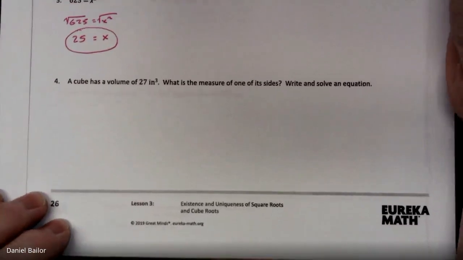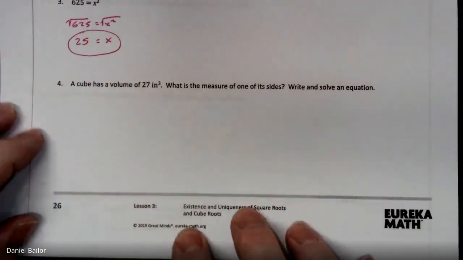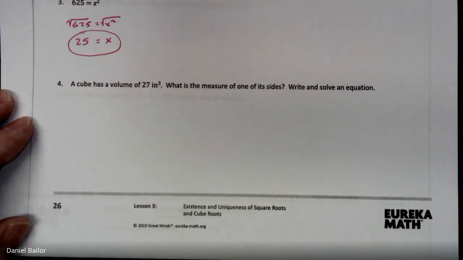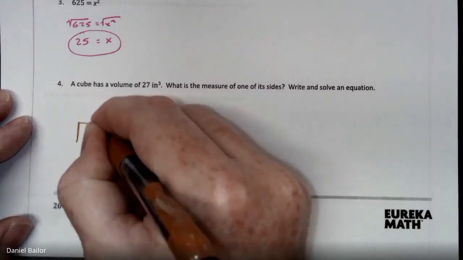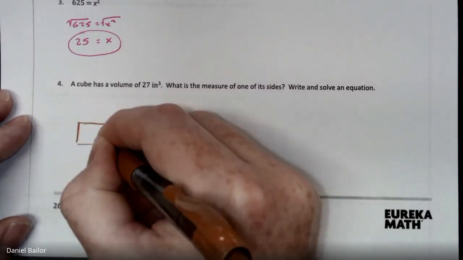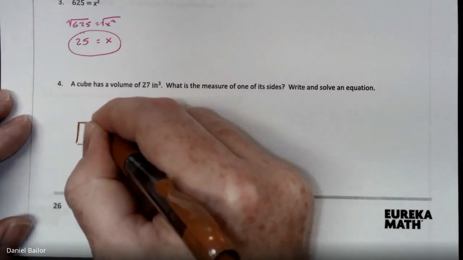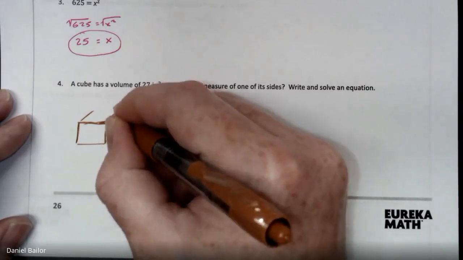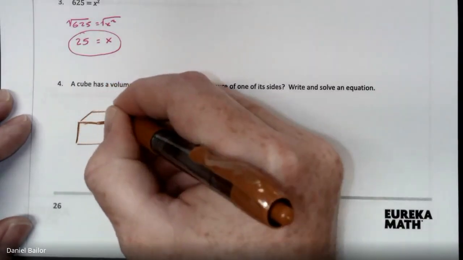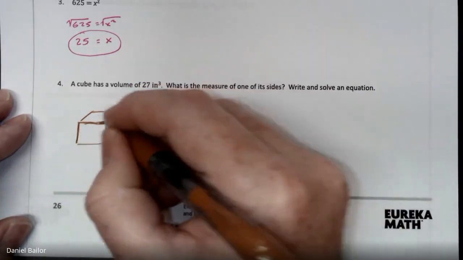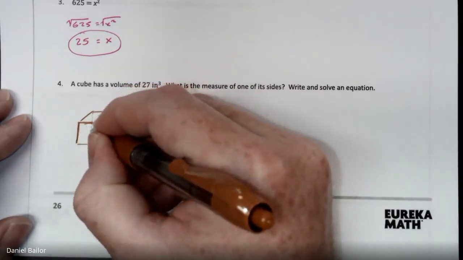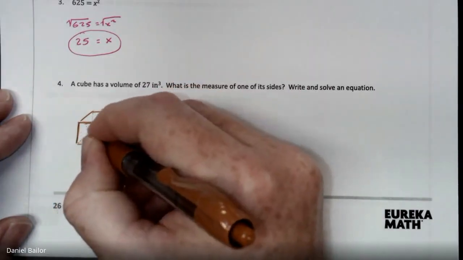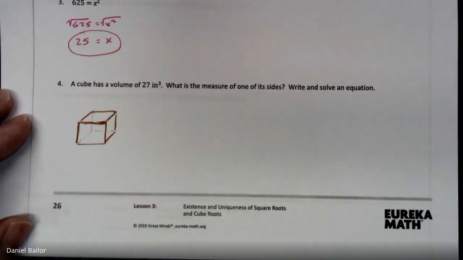Exercise 4, we have a cube with a volume of 27 cubic inches. So let me draw this cube. This is how I draw a cube. I start with a square, and then I give it some depth. So that's my cube. And if you want to see the back of the cube, like if it's a glass cube and you can see all the sides, that's how I make it visible. That's how I draw a 3D shape, a 3-dimensional cube.